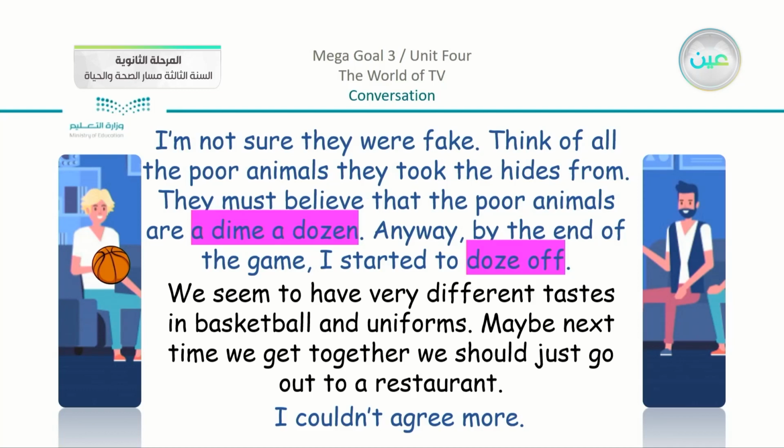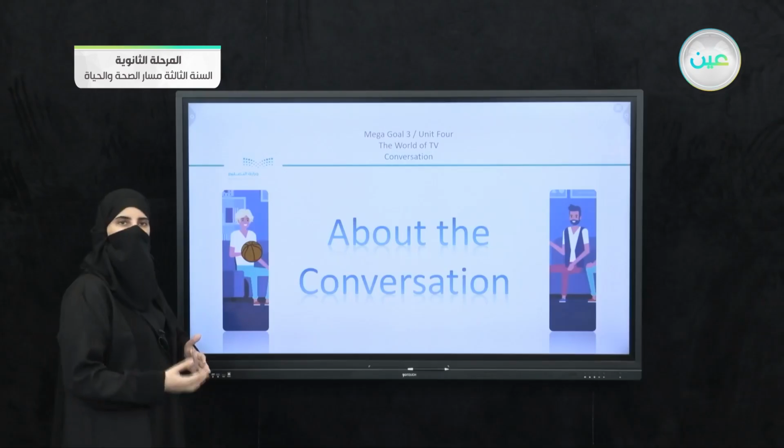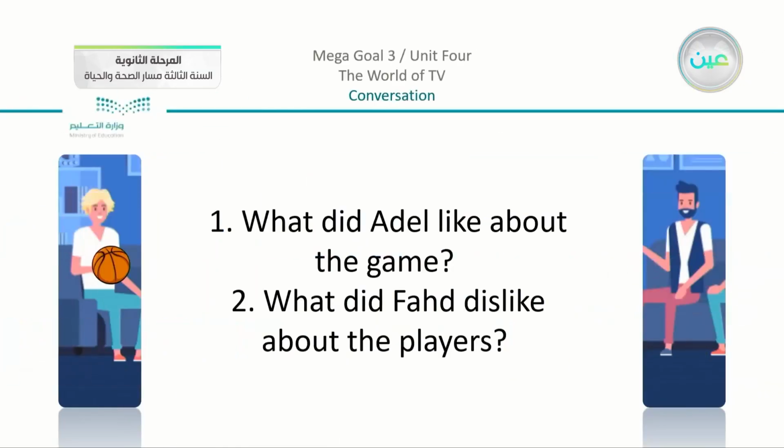Okay. So this is the conversation between the two young men, Fahad and Adil. Now about the conversation, we have the questions. Number one, what did Adil like about the game? Number two, what did Fahad dislike about the players? So these are two basic questions here. Now these questions, we are going to answer them together.